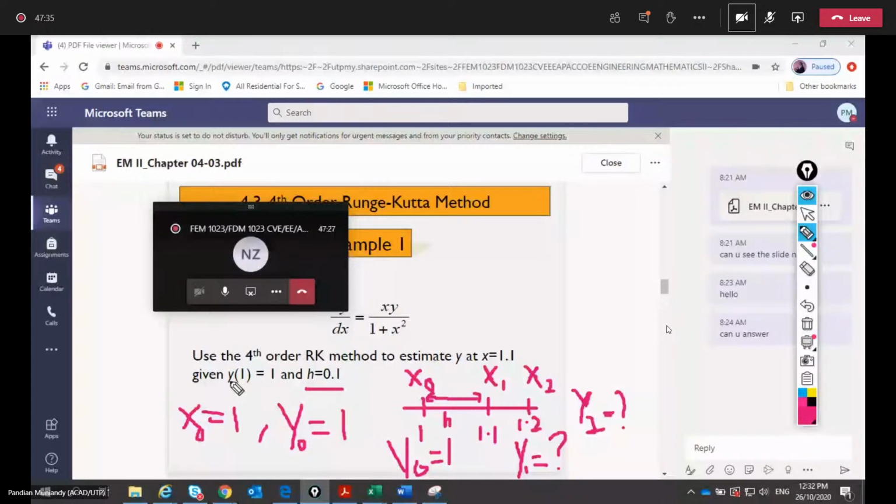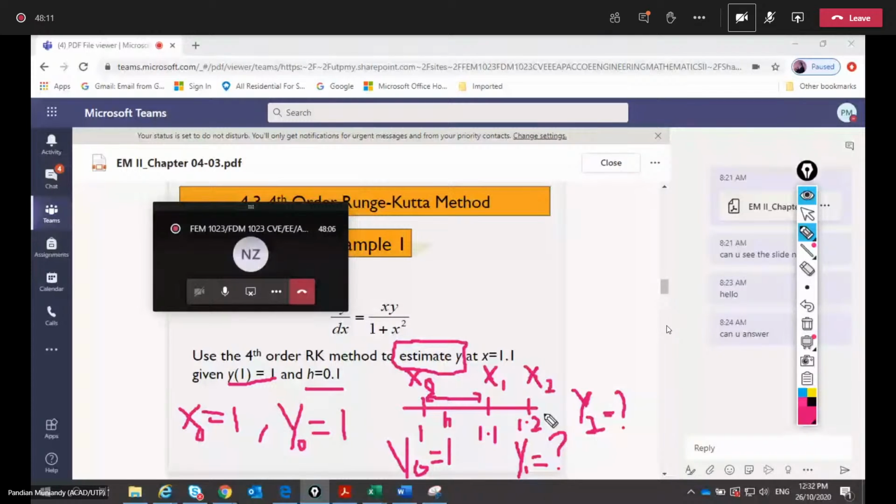Cannot solve. H is the additional information. But because they ask you to estimate y, this word estimation is very suitable for the Runge-Kutta method, because this is all about estimation. Estimate at x equals 1.1, so you are looking for the output when x1 is 1.1. What is my y1? And this x2, what is my y2? This is additional work. You can do it at home.